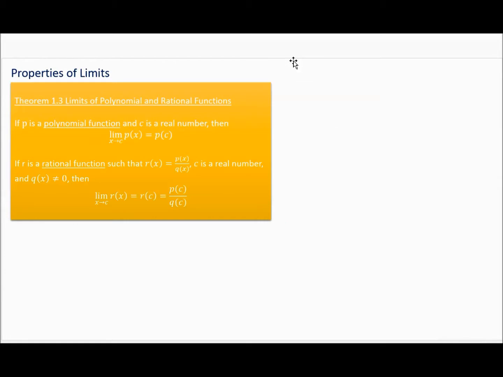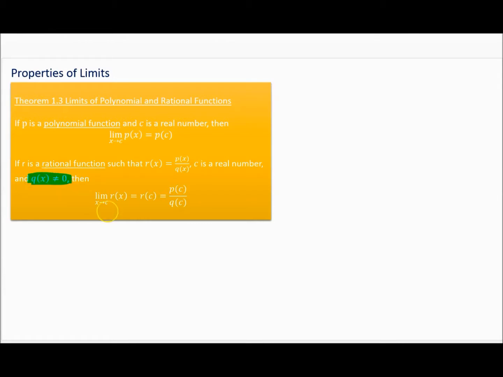Something else that's pretty powerful, if you have a rational function, then what you can do is the same thing. If you take the limit as x goes to c of your rational function, then you can simply just plug c into your rational function. Here's the thing though, you cannot have a 0 in the denominator, so please keep this important point in mind.